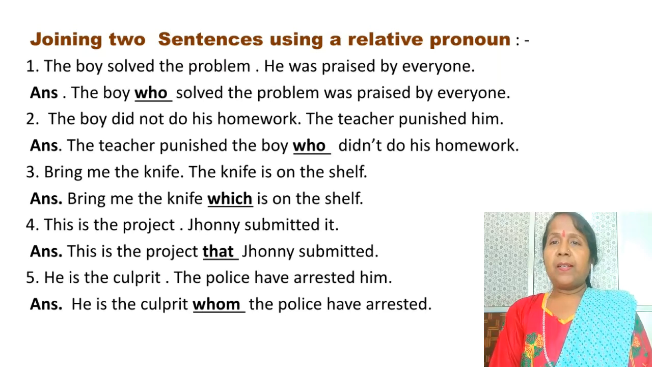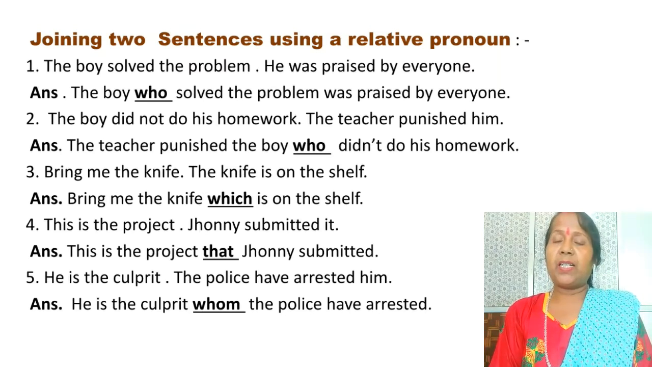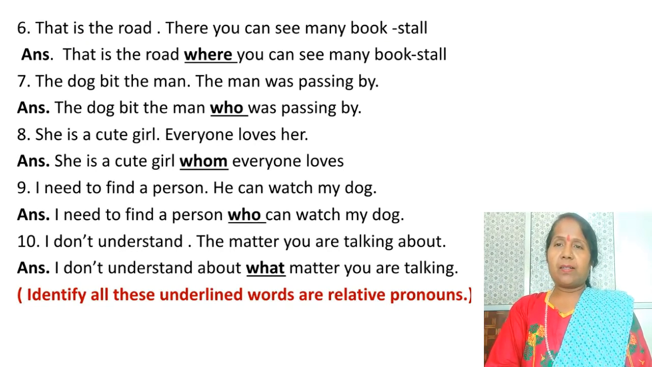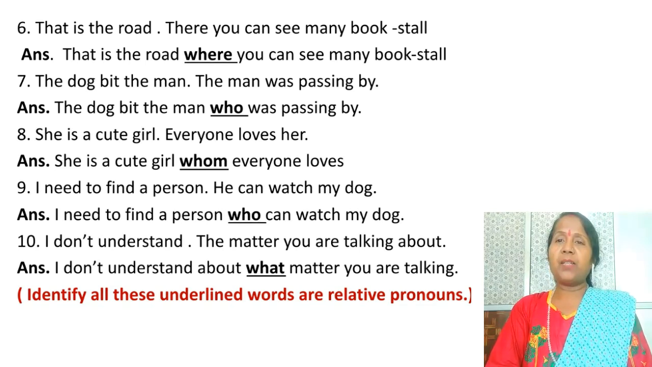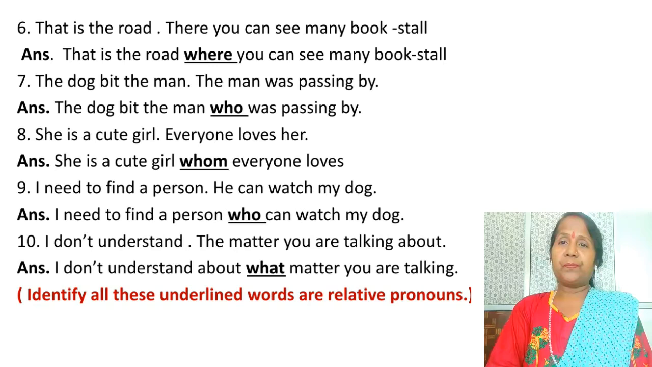Number 5. He is the culprit. The police have arrested him. The answer is: he is the culprit whom the police have arrested. Number 6. That is the road. There you can see many bookstores. The answer is: that is the road where you can see many bookstores.